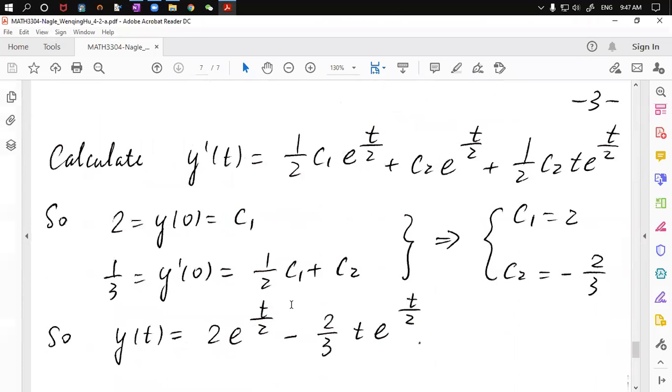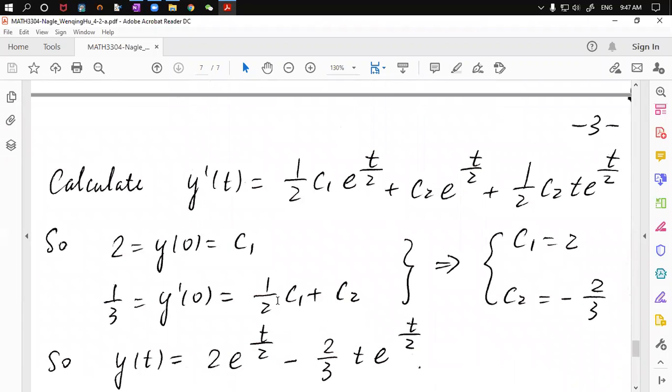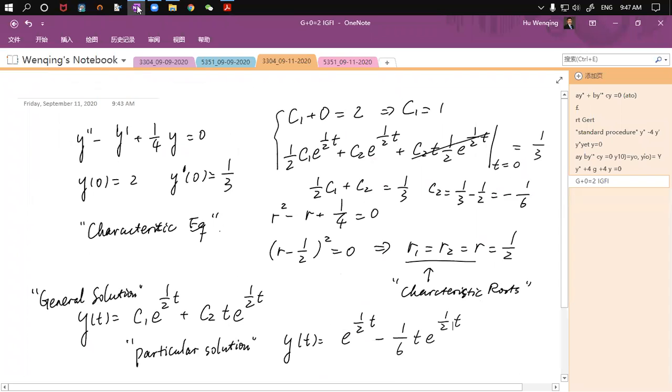Sorry, maybe there's an error in the numerics. Let me just make sure. Here's the problem with C1. C1 is 2, right? So if C1 is equal to 2, then this is 1, so this is minus 1. So that's actually minus 2/3, right? It's minus 2/3. So that's actually 2 and minus 2/3. So just a numerical issue.